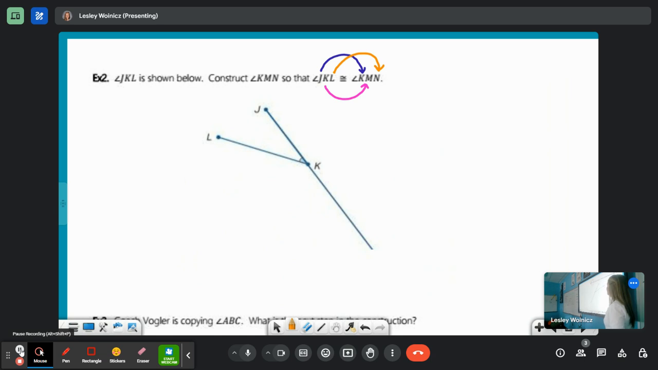Which point are we going to have to put at point K? J prime, right? Okay. So K is also going to be our J prime. Any ideas about what to do?